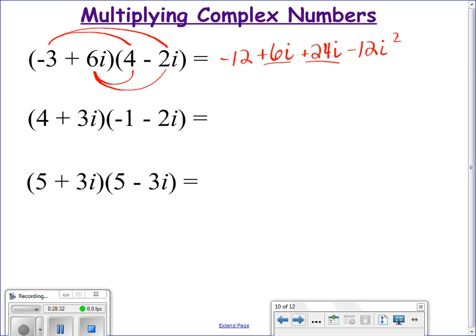Just 30i. Yeah, remember if you're adding like terms, it's just going to stay an i. If I have 6 ice cream bars and 24 ice cream bars, I have 30 ice cream bars. That didn't change when I added them. So negative 12, that would give me 30i. And then negative 12i squared will turn into positive 12.